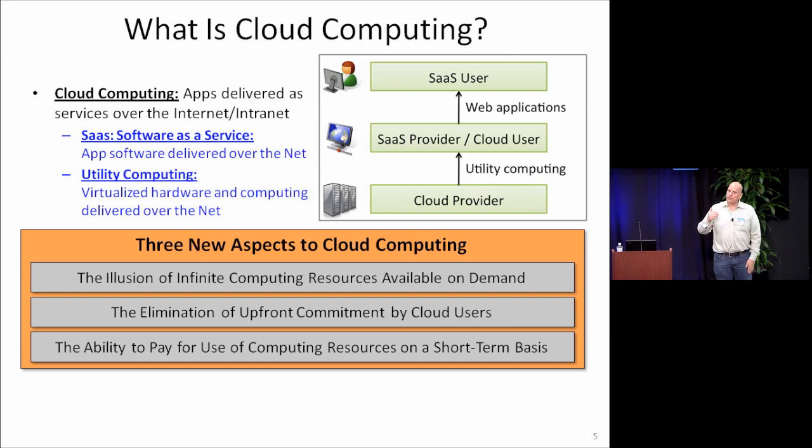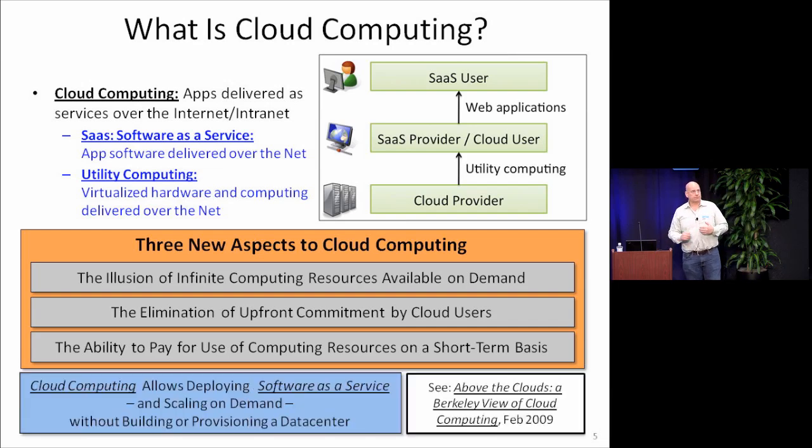The elimination of upfront commitment. I don't have to buy 100 servers in order to be able to get this going. I sign up for a deal, and as I need them, I go from 1 to 100 to 1,000 servers as I need them. And the ability to pay for the use of computing on a short-term basis. I need it for a little while, and then I'm going to give it back after a while, and my cost is proportional to what I used, not the peak of what I might use. And so that's what we're looking at in this cloud computing world.